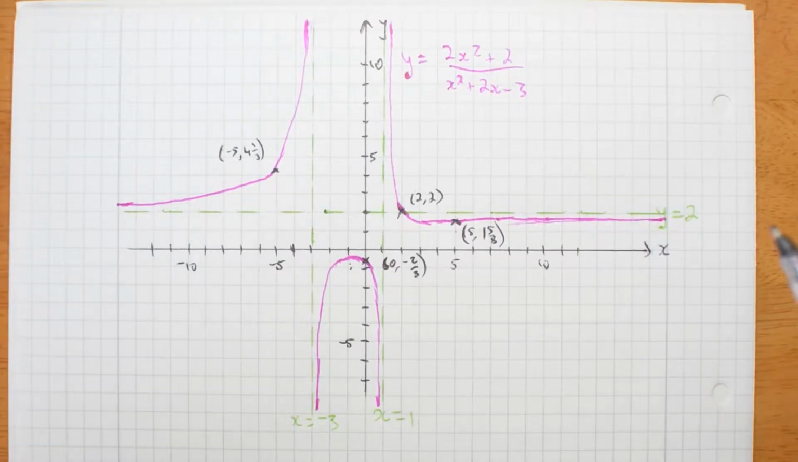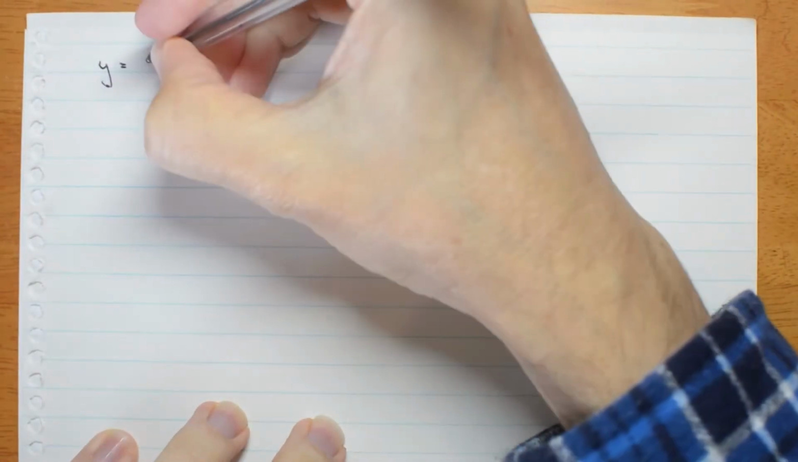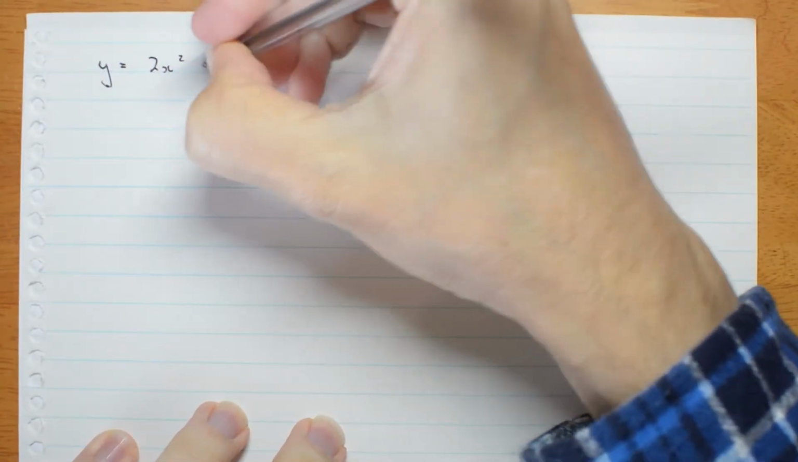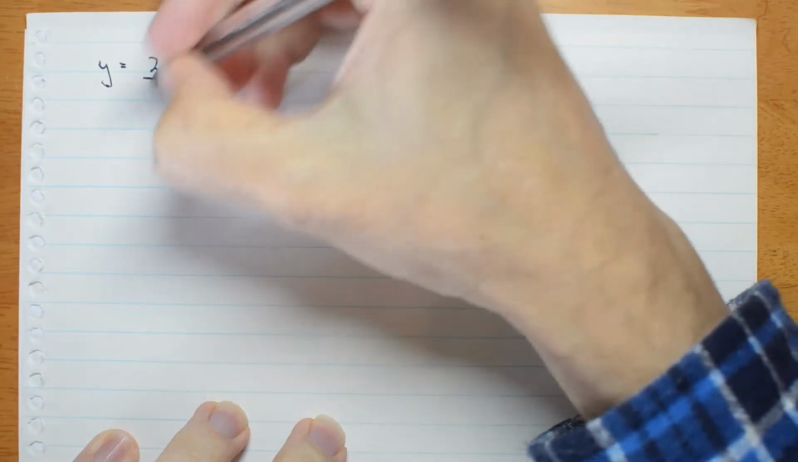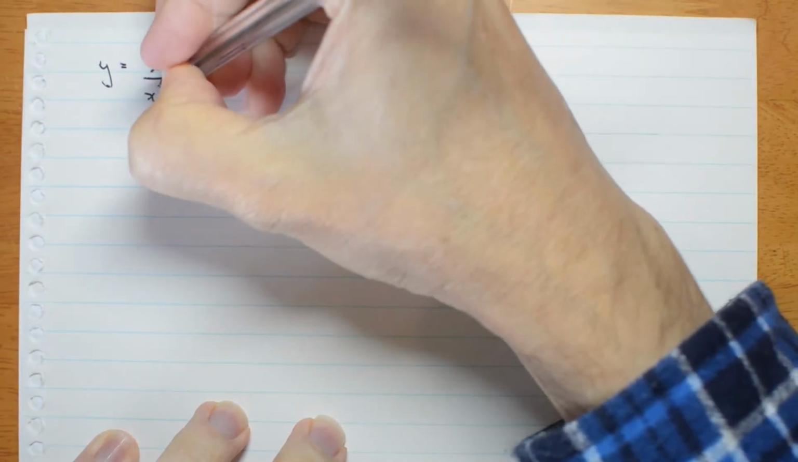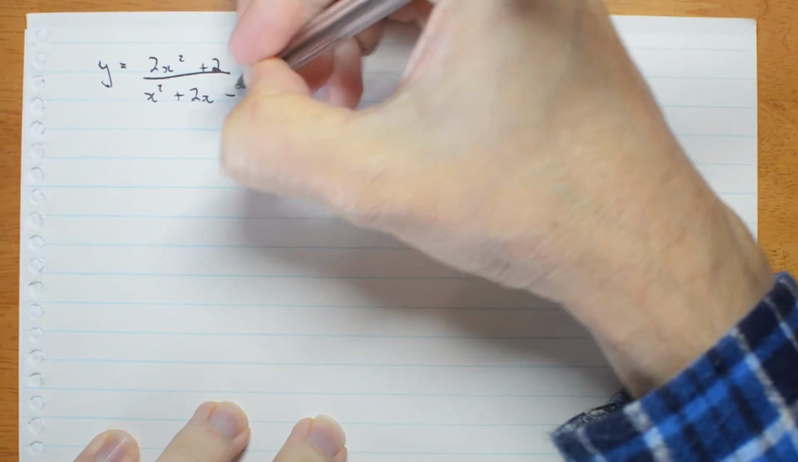In the previous video, I said that it was possible to use calculus to work out the location of these stationary points. But it's not easy. Let me show you what it looks like. So the function was y equals (2x squared plus 2) over (x squared plus 2x minus 3).